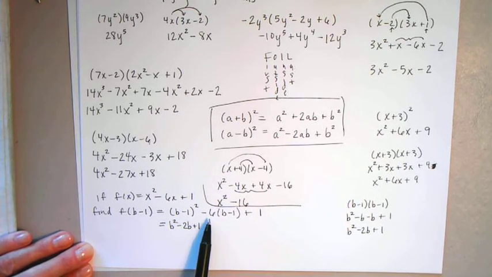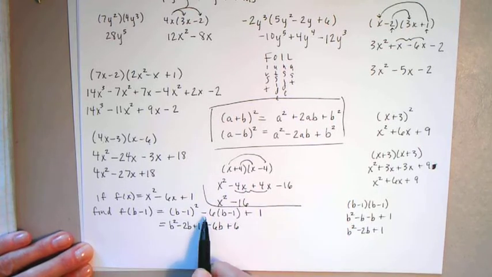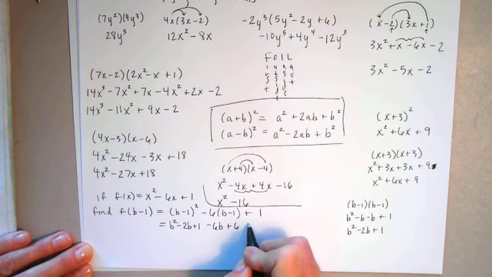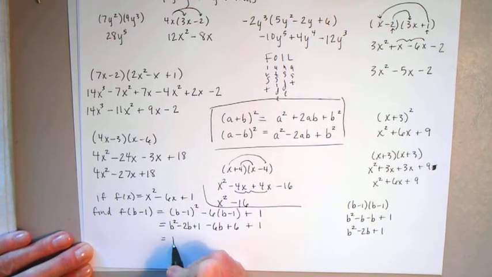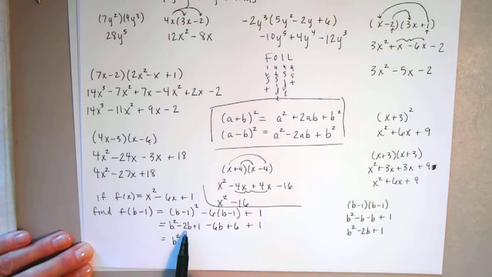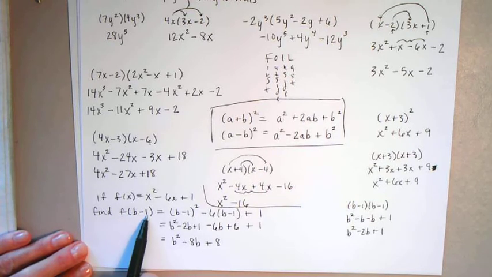Then carefully distribute negative 6. You have to distribute the negative all the way through the parentheses so it becomes plus. That's a big point of mistakes. Plus 6. Alright, then just combine like terms. There's no other b squared, so that stays b squared. I can add negative 2b and negative 6b, so I get negative 8b. And then I have 1 plus 6 plus 1, so plus 8. And that's your final answer. So you just found f of b minus 1. F of b minus 1 is this whole expression right there.